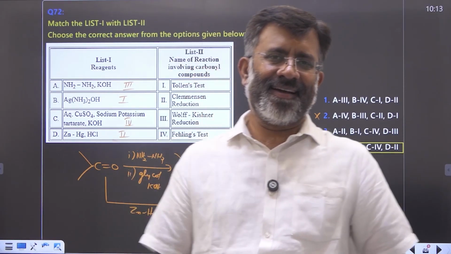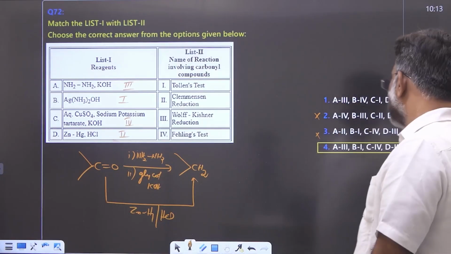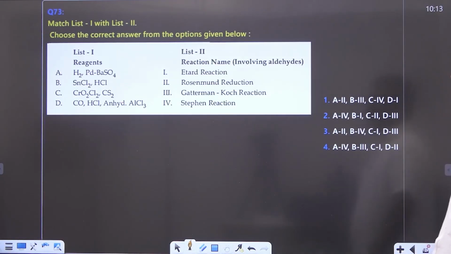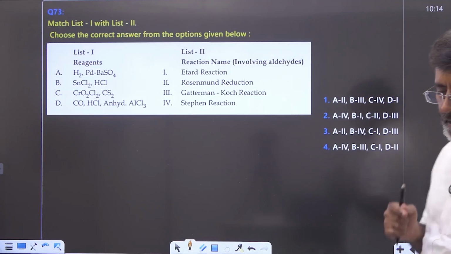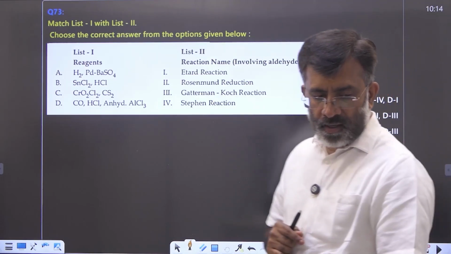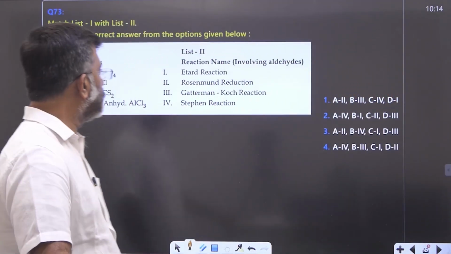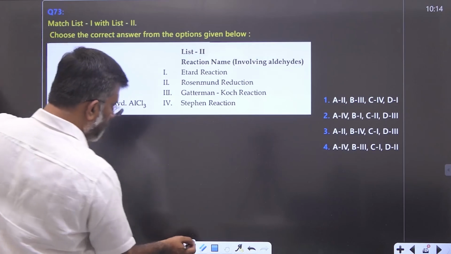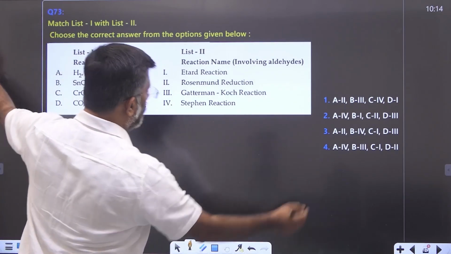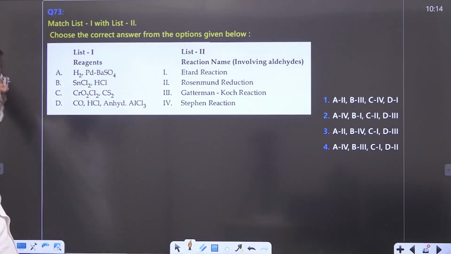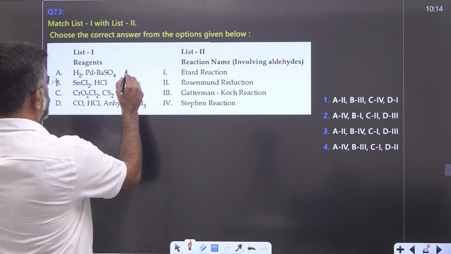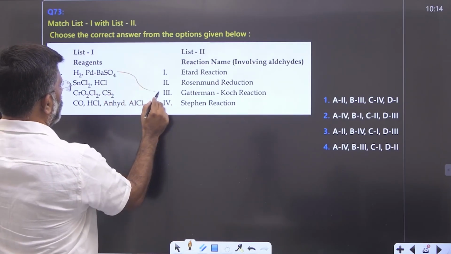Right? Next question. Again, match the list. List 1, list 2, reagents and reaction name. That is what is asked. Okay, right. What is the matching with the first one? Hydrogen, palladium, barium sulfate. Rosenmund reduction.